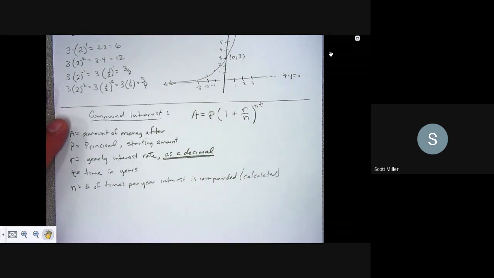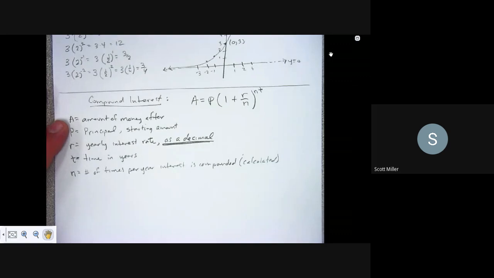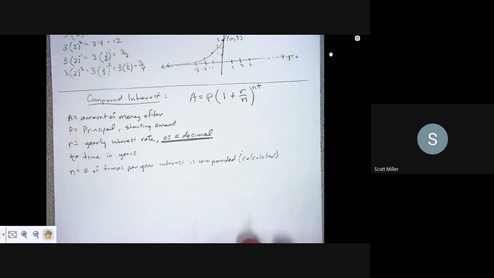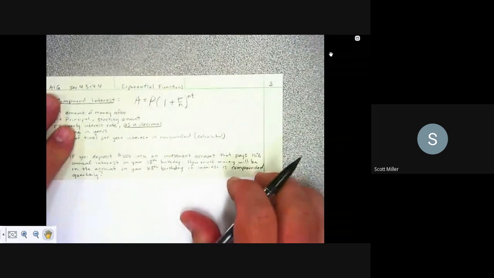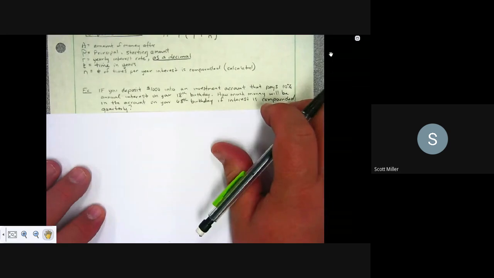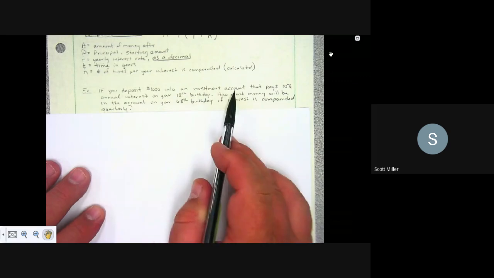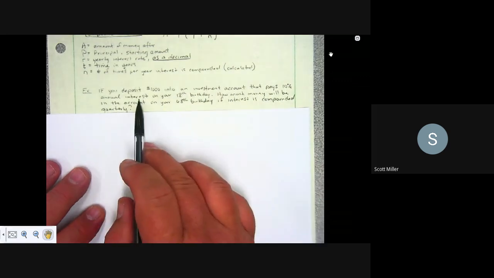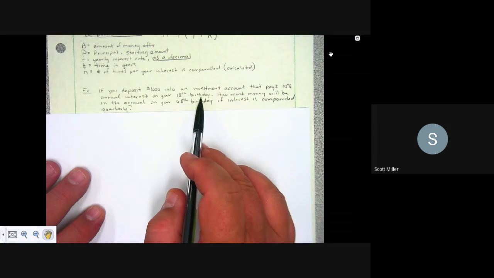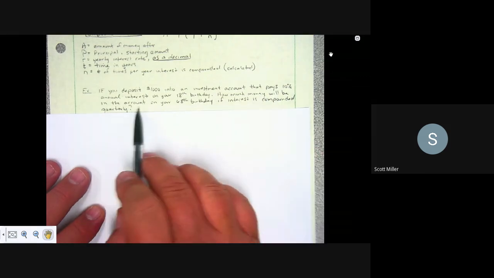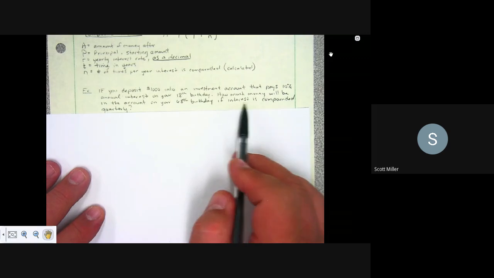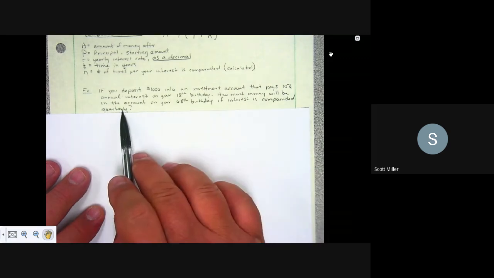And so let's go do a problem. Okay, and I'm not going to write out the problem. I'll just show you the problem, and then I'll show you the work that goes with it. So here's the problem. I'll read it to you. If you deposit $1,000 into an investment account that pays 10% annual interest, and you do this on your 18th birthday, how much money will be in the account on your 68th birthday if interest is compounded quarterly? Okay, so this is kind of like an investment thing. So let's go figure this out.